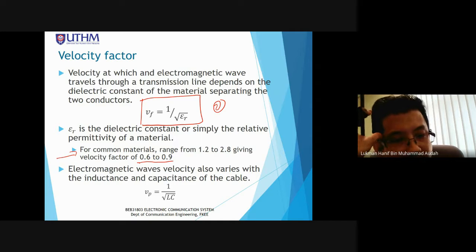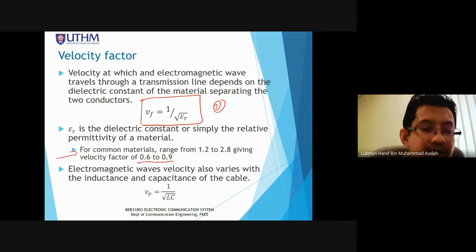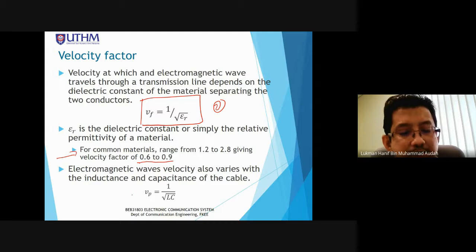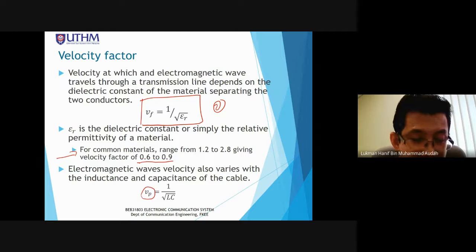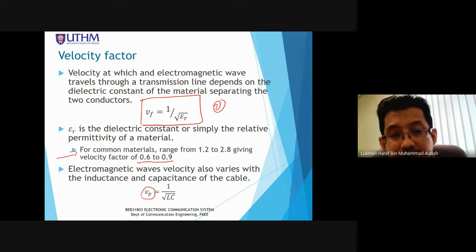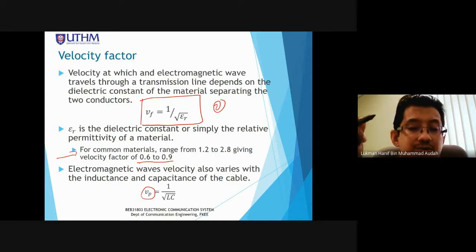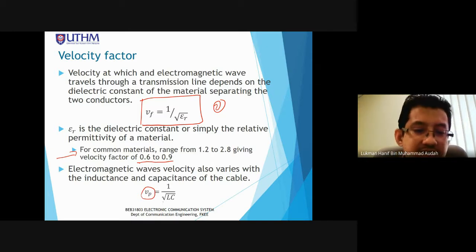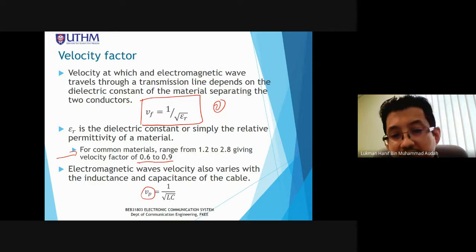Kemudian electromagnetic okay, kita boleh juga mengira nilai velocity of the waves atau V ataupun VP, phase velocity ataupun wave velocity. VP ni kelajuan gelombang penghantaran kita. Okay, so it's equal to 1 over square root of LC. L is the inductance of the transmission line, C is the capacitance of the transmission line.